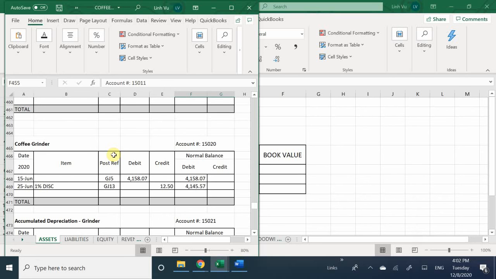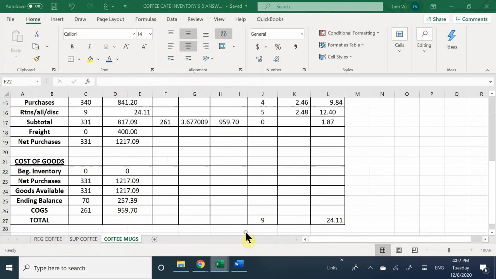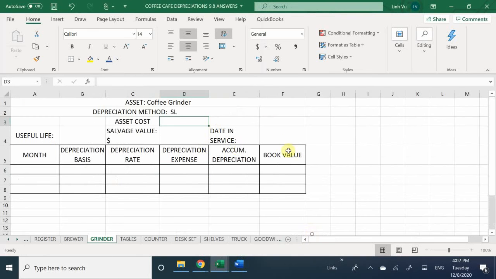The total is $4,145.57. So 41, 45, 57. Okay, we have no residual value, and I believe it's 5 years.